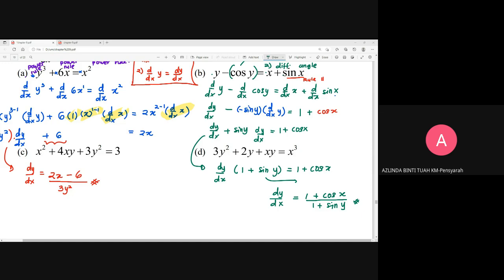Okay, kalau tak ada, I need a volunteer to help me to solve part C here. Any volunteer? Ada? Nak try? Macam mana nak dapatkan jawapan dy dx bagi implicit differentiation? Come on, I need a volunteer.